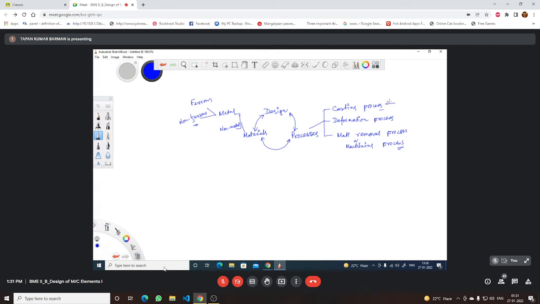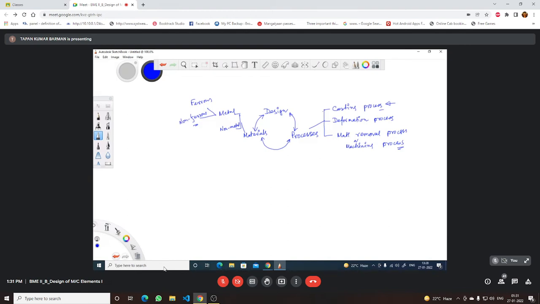So in the casting process, as you know, there should be one pattern, and using that pattern, we will make the cavity in the sand. Though there are some sophisticated instruments also. So using sand, you will make this generally, and after making the cavity, you will pour the molten metal, and after solidifying, you will get the product.